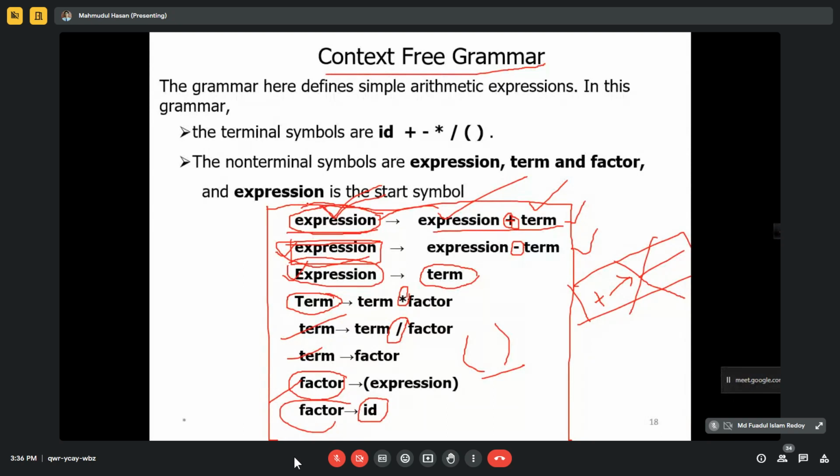All the symbols here, those are non-terminal. All the symbols on the left hand side are non-terminal, and the others are terminal. Got my point? Yes, sir.